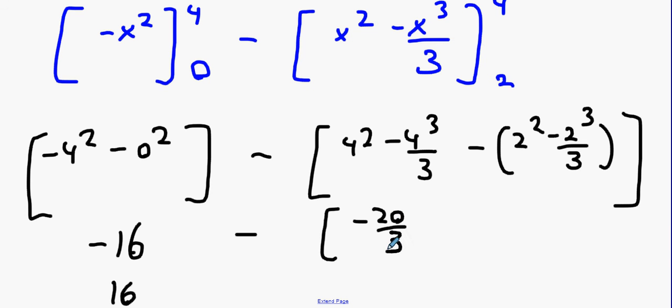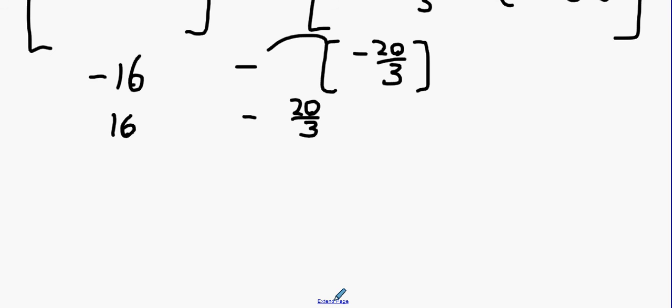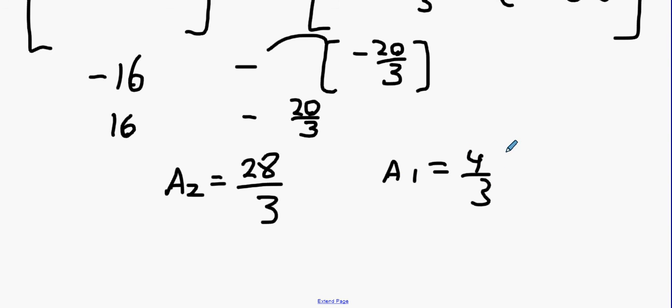We knew it was going to be negative, didn't we? So in this case, minus times minus is not a plus, because we're not treating that as minus 20 over 3, we're treating that as plus 20 over 3, because no area is negative. 16 minus 20 over 3, anybody? 28 over 3? Your 28 over 3 is the area of A2. Your 4 over 3 is the area of A1. Add A1 to A2 to get 32 over 3 as your answer.